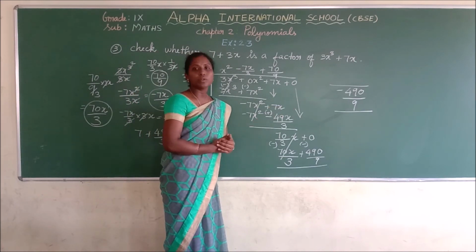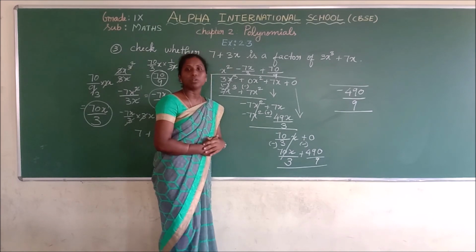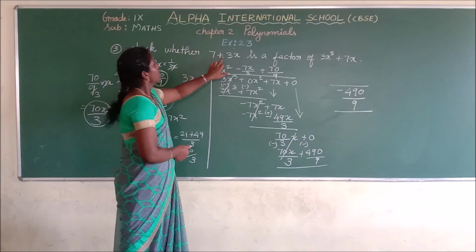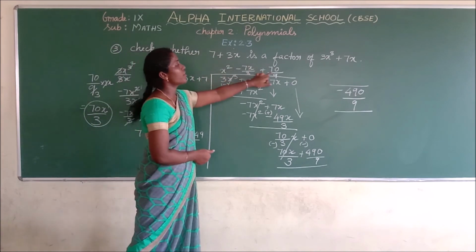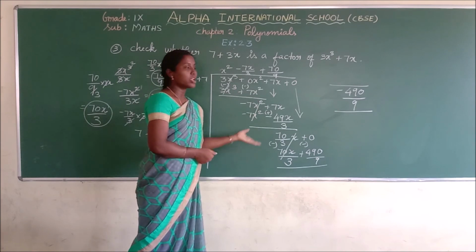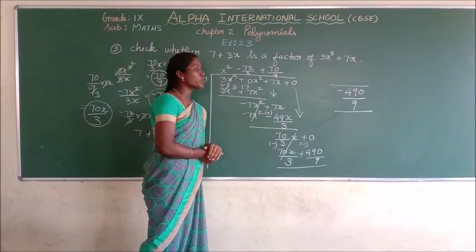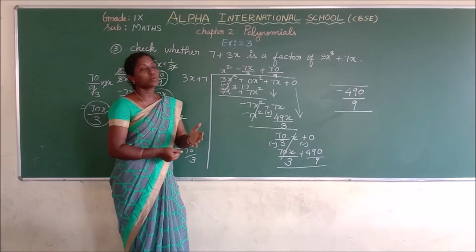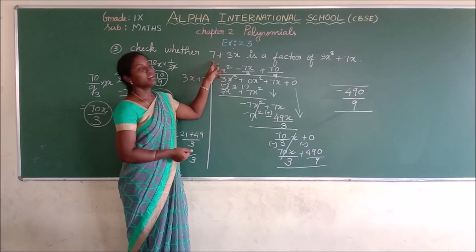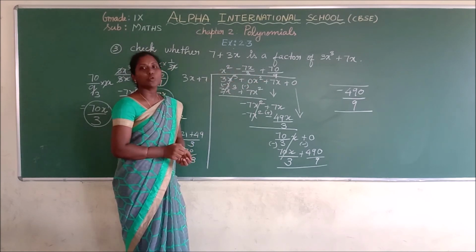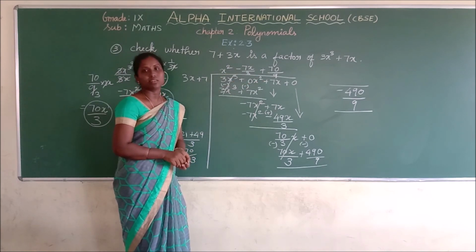Whether the remainder is equal to 0? No, it is not equal to 0. But here the question is, check whether 3x plus 7 is a factor of 3x cube plus 7x. So we used the division method and got the remainder as minus 490 by 9. It is not equal to 0. So the conclusion is, it is not a factor. 7 plus 3x is not a factor of 3x cube plus 7x.